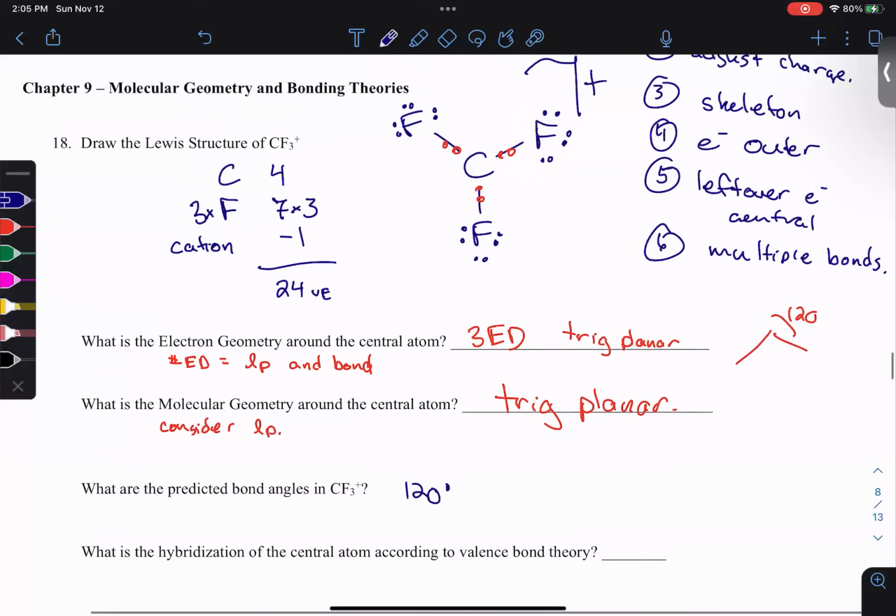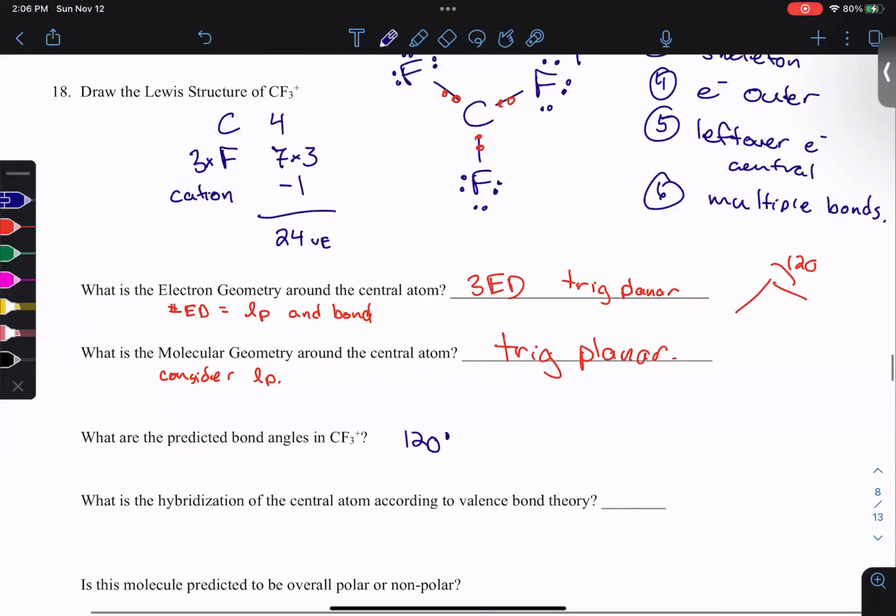Do you think it would be exactly 120 or just around 120? What do you think? Exactly 120? Yeah, in this example, it's going to be exactly 120 because all of those bonds are identical. There are examples where it's not exactly 120, and I'll do an example for the next one where it's not exactly 120. Okay, so let's just keep going.